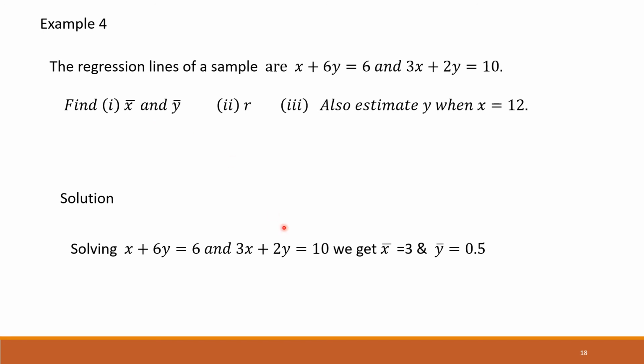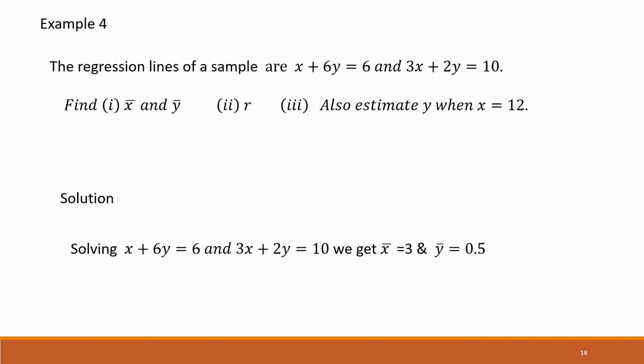Solving these two equations, we get x bar equal to 3 and y bar equal to 0.5. Next, we have to calculate r. So r is calculated by using the formula r square is equal to byx into bxy. Now we have to calculate bxy and byx from these two equations.